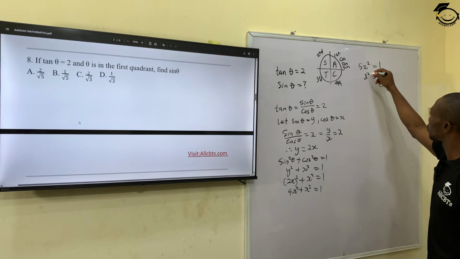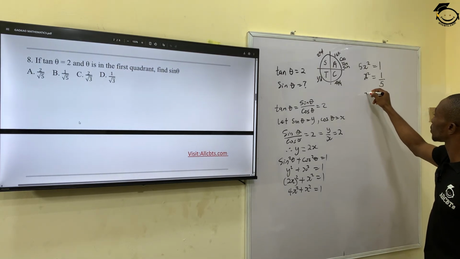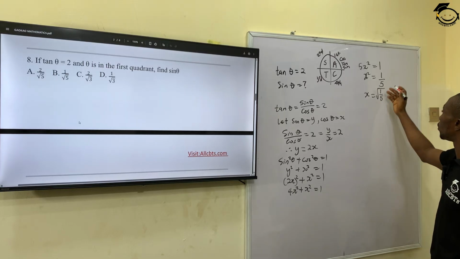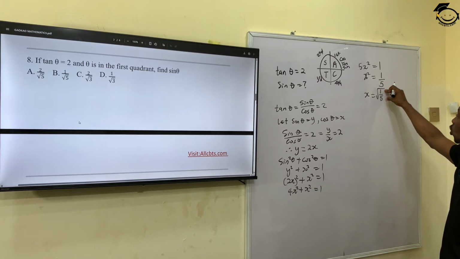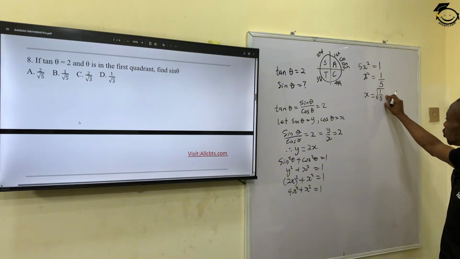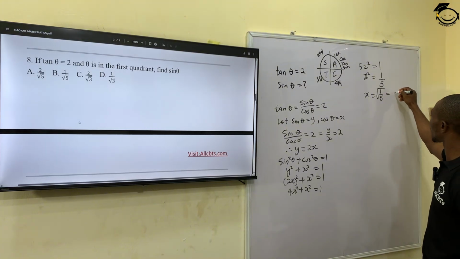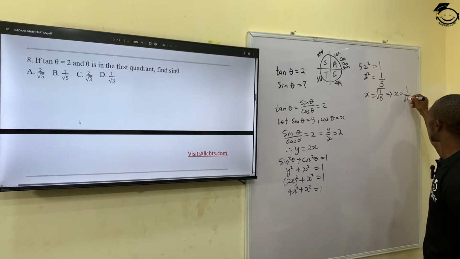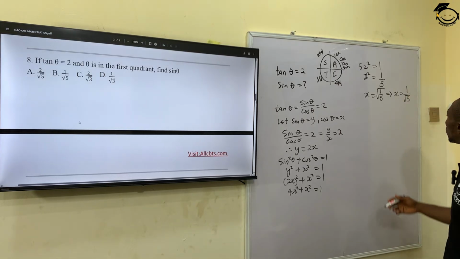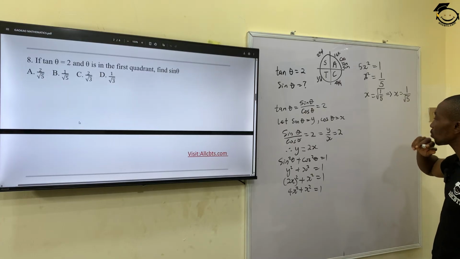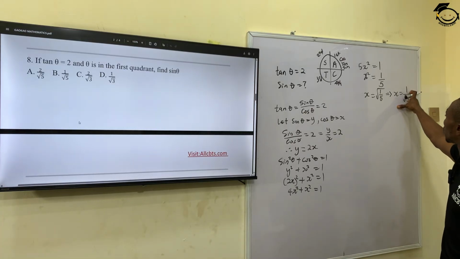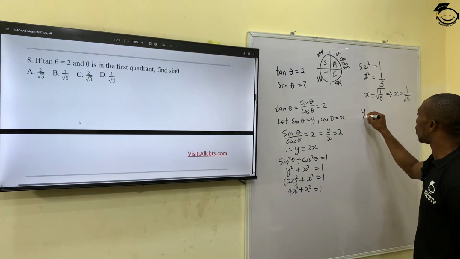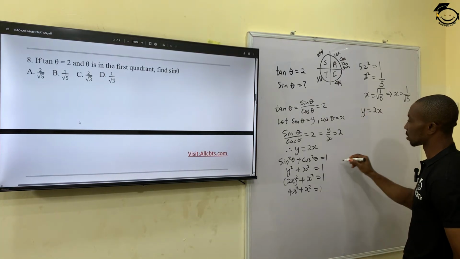Now, if we take roots of both sides, this becomes x equals root 1 over 5. But we know that roots can be shared between the numerator and the denominator. So we have this as x equals 1 over root 5, since root 1 is still going to give us 1. Now, knowing that x equals 1 over root 5, let's come back to our equation that says y equals 2x.